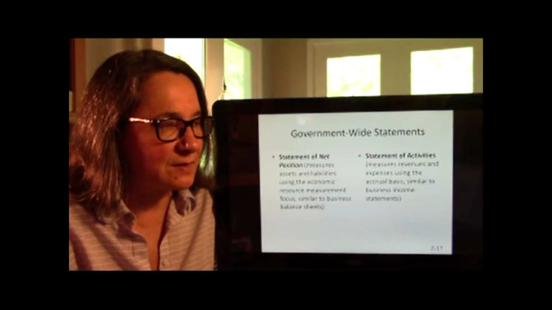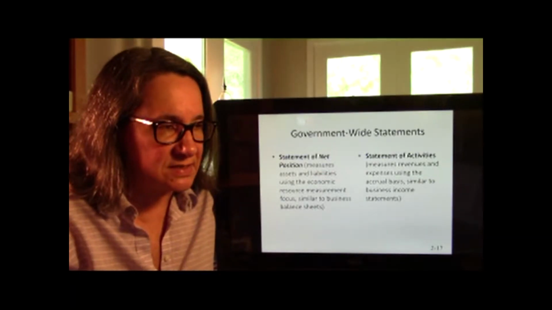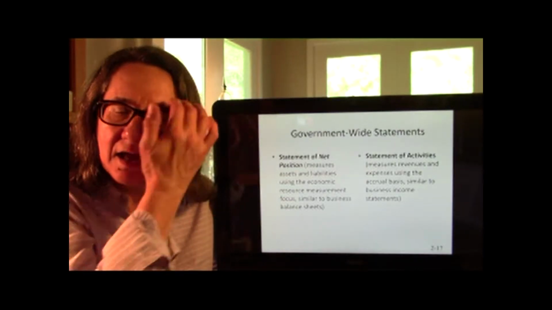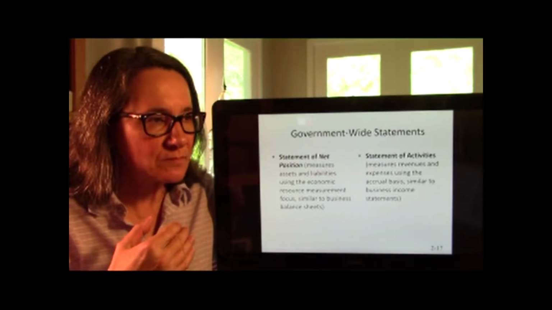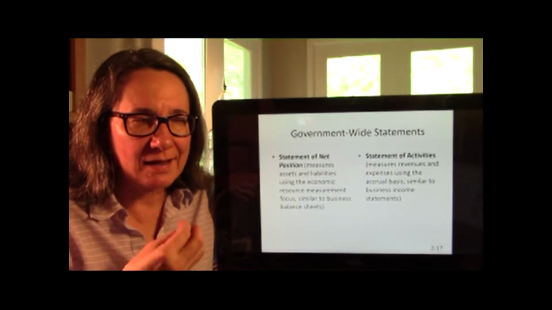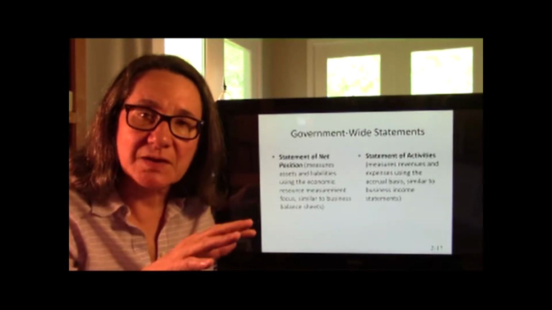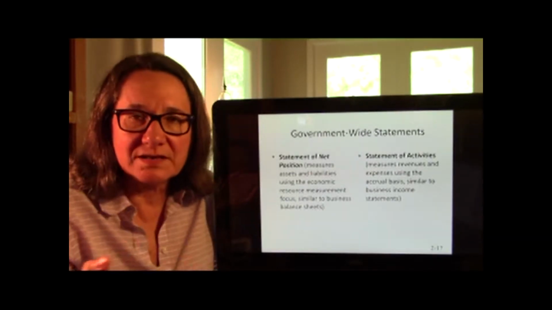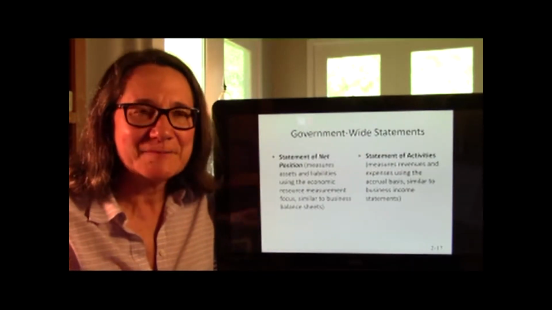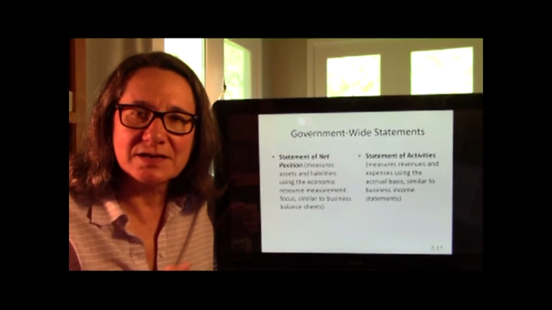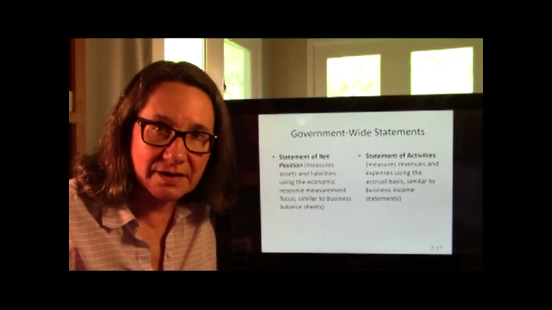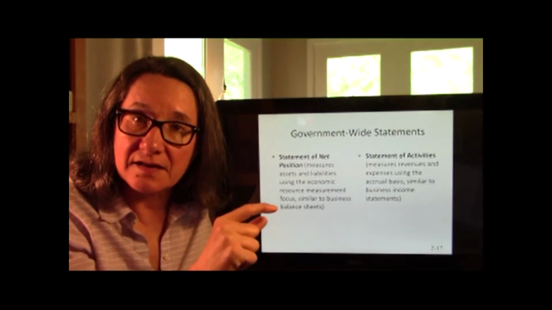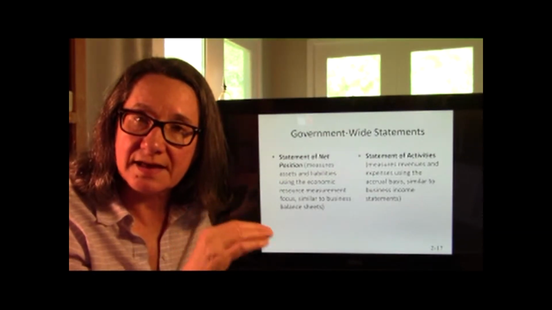So the government-wide statements is where you consolidate stuff. One is the statement of net position, and I kind of think of that like a balance sheet. It's not, because if you think about it, there's no equity, right? It's a government. It just belongs to everybody. And if you take assets minus liabilities, it's not like there's somebody who owns that, but there is a net position. So like assets net of their associated debt, right?